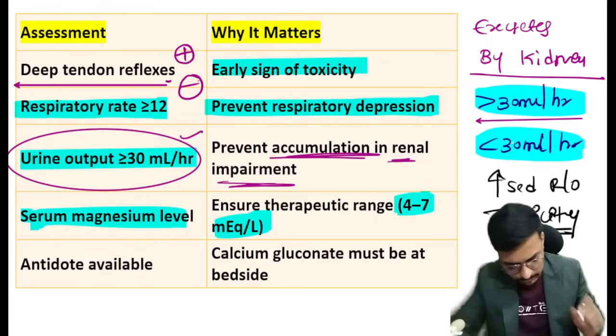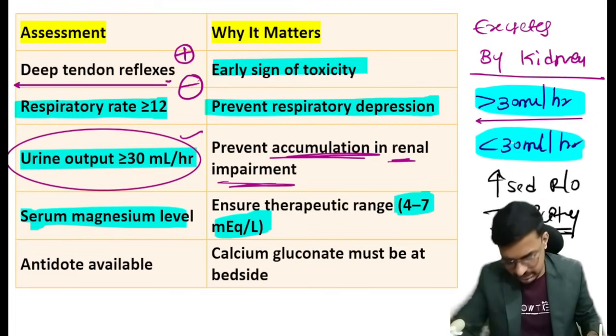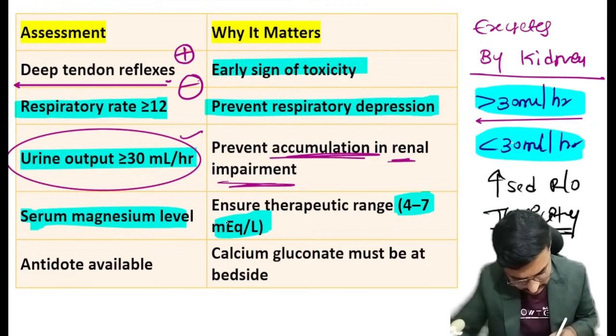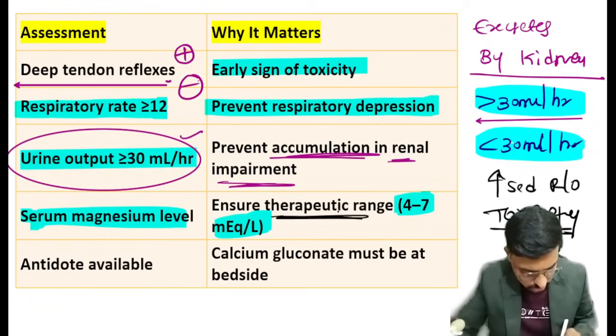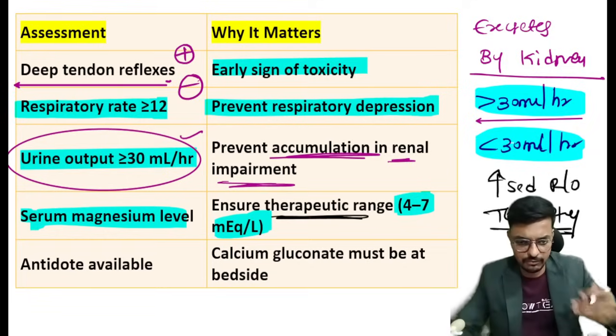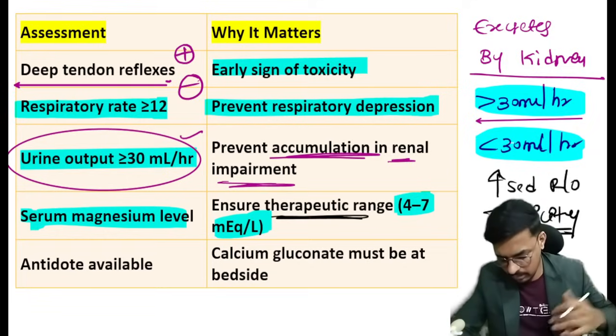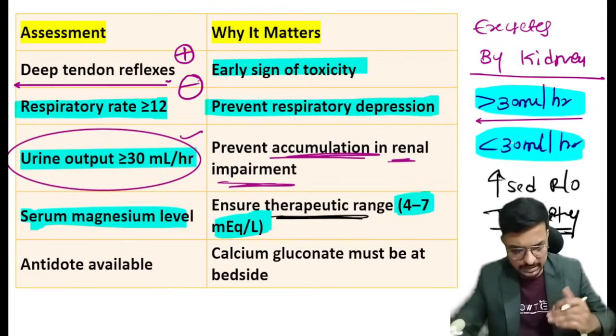Okay, so that's the very important thing. Please do consider, sorry, the 4 to 7 milliequivalent per liter is the therapeutic level. Normal serum concentration level will be different. I will tell that one, so don't worry, it is in the next slide.